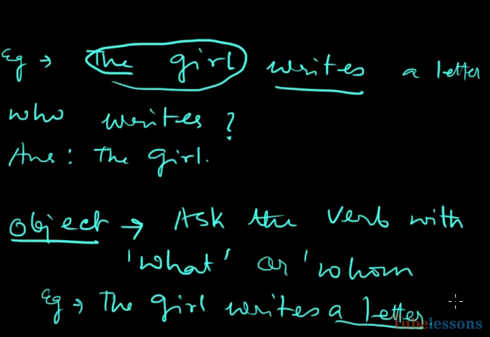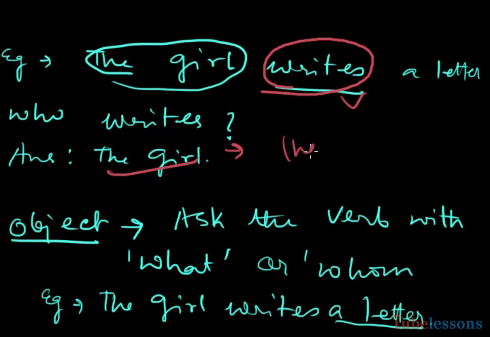So in this sentence, see, here writes, this is the verb. Now I'm asking who writes, okay, and I'm getting the answer, the girl. Who writes? The girl writes. So this girl is the doer of the action. So the girl is the subject.